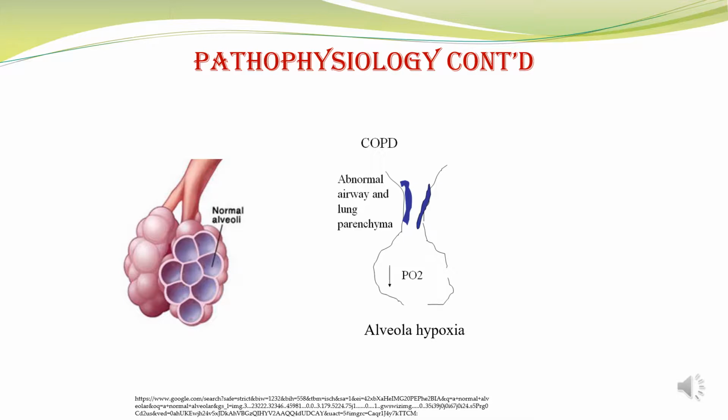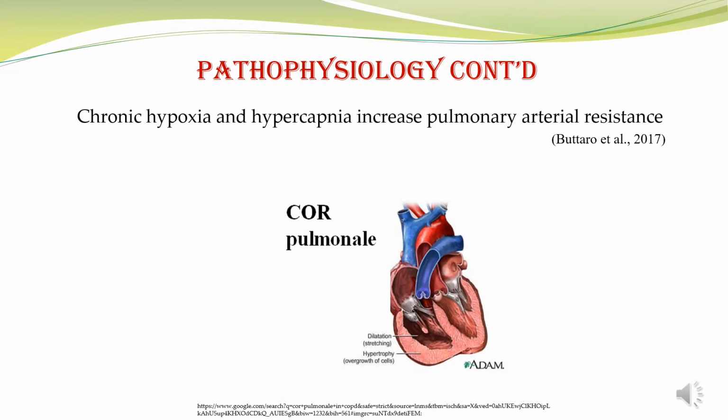Because of this, airflow obstruction is not uniform throughout the lungs. Uneven distribution of ventilation and poor perfusion occur. This uneven distribution causes arterial hypoxia, and decreased ventilation causes hypercapnia. Chronic hypoxia and hypercapnia increase pulmonary arterial resistance and may lead to the development of pulmonary hypertension and eventually cor pulmonale. A sudden worsening of symptoms in severe chronic bronchitis can precipitate acute right-sided heart failure.